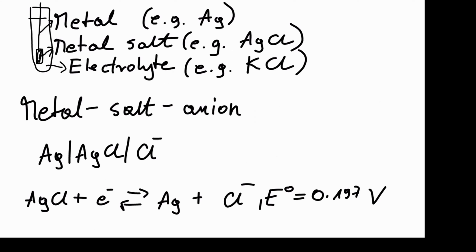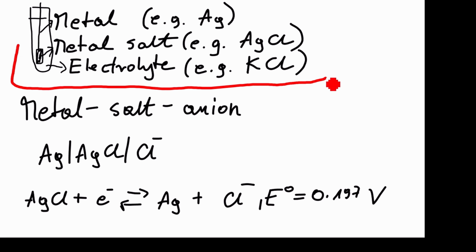Next type of the half cell, we have the metal salt anion half cell. The reversible reaction proceeds between the metal salt and the anion which is included in the formula of this salt. Let's see the example. Here you have it.